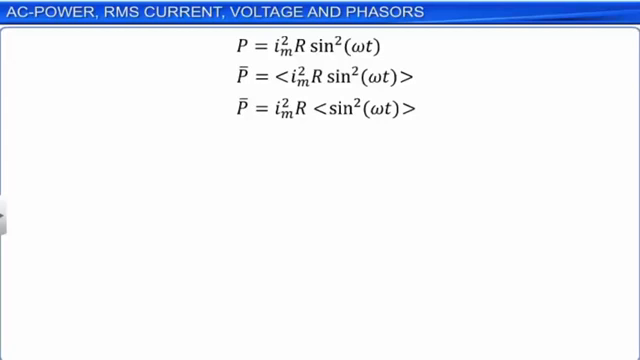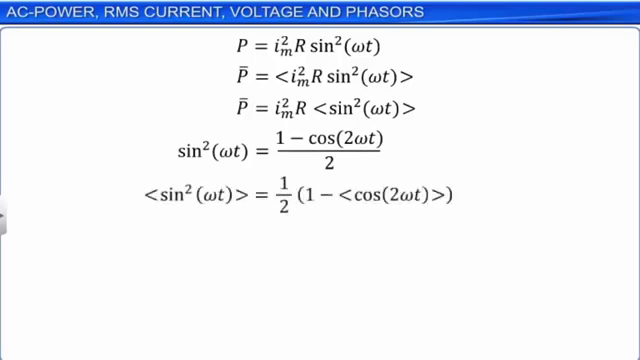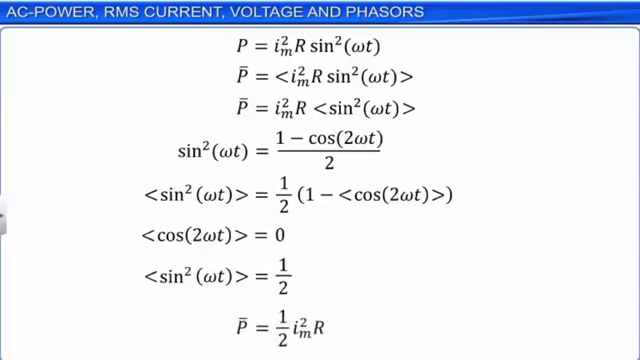For this purpose, we will use the trigonometric identity: sine square omega t is equal to half of 1 minus cos 2 omega t. Therefore, the average of the required expression is given as shown. However, the average value of cos 2 omega t over a complete cycle is 0. This makes the average of sine square omega t over a cycle half. Therefore, the average power dissipated over a cycle is half of Im square R.